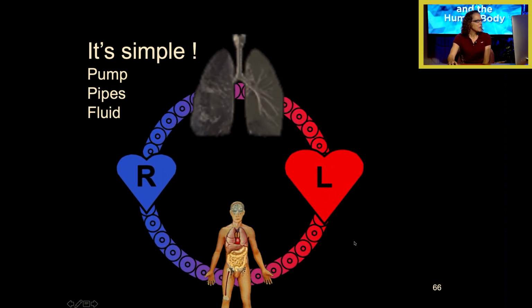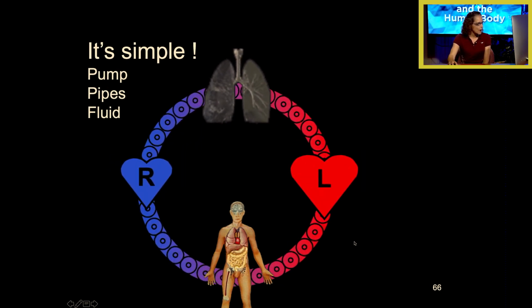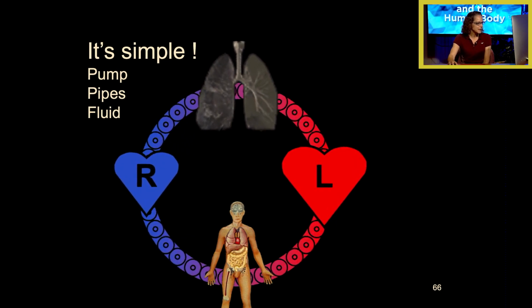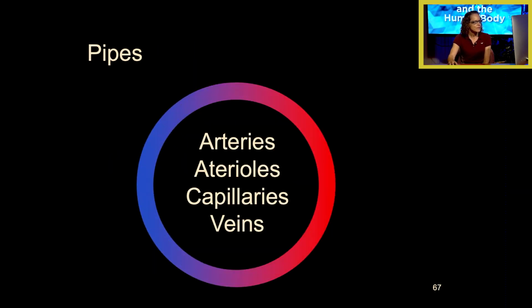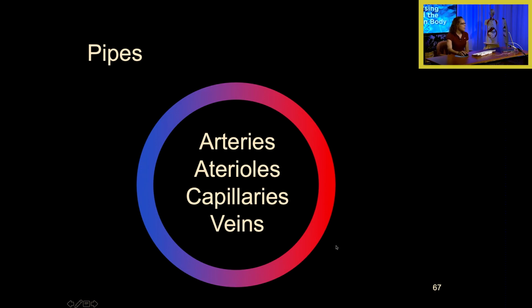It's simple. We're going to spend some more time now talking about the pump, the pipes, and the fluid. Let's take a moment to talk about the pipes. The arteries, the arterioles, the capillaries, and the veins. The arteries carry oxygenated blood from the heart to the body. Smaller arteries are called arterioles. Veins return deoxygenated blood back to the heart so that it can be pumped to the lungs. Smaller veins are called venules.